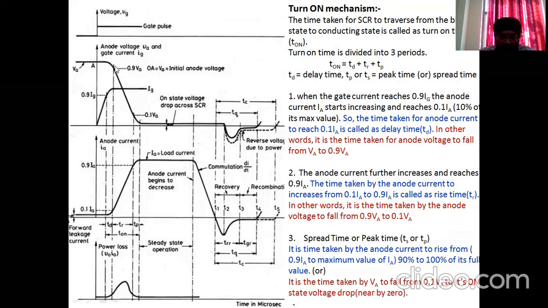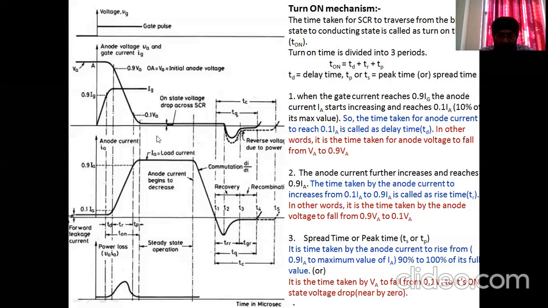Or in other words, the time taken by the anode voltage to fall from 90% to 10%. Simple. So the anode current rising from 10% to 90% is called rise time. And the anode voltage falling from 90% to 10% is also called rise time, because rise time is for the current to turn on, and for turning on, the voltage will drop.